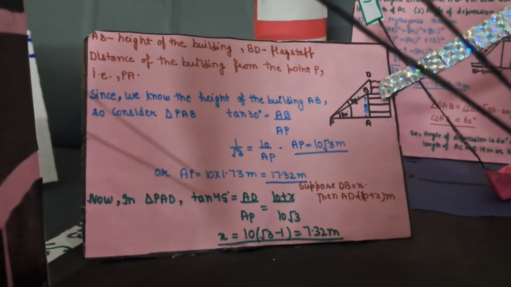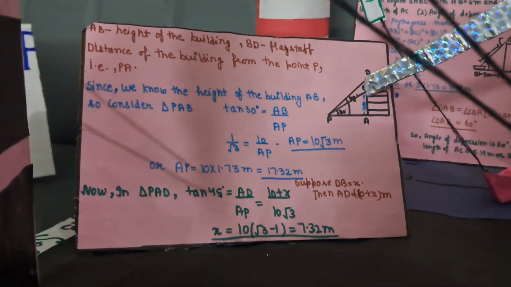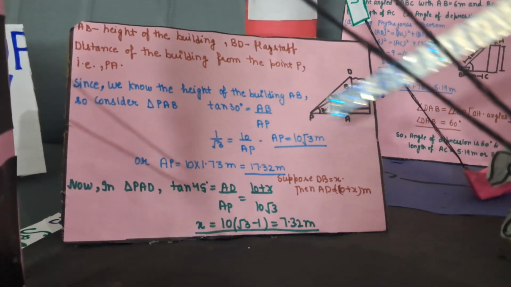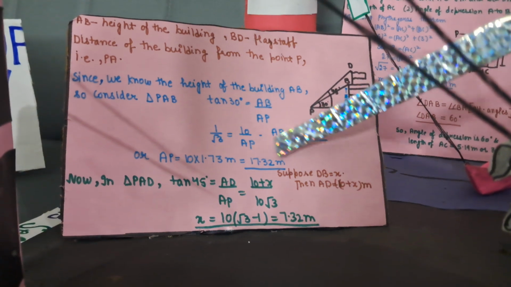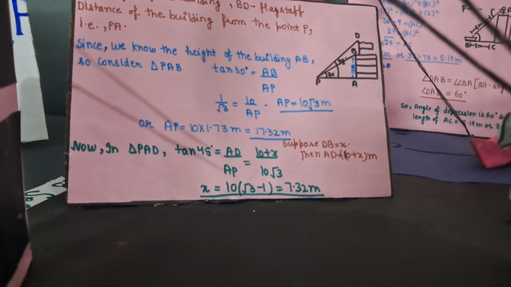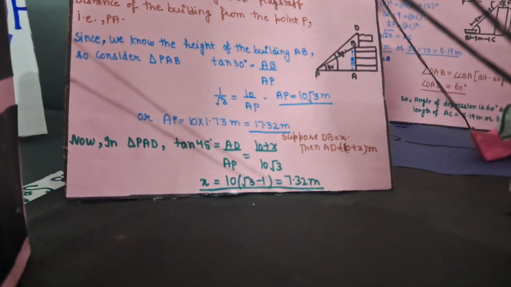And as you can see, this is triangle ABP. So AB is the perpendicular, which is 10, and AP is the base. So when we solve, we get AP, which means the base, as 17.32 meter. So the distance between the girl and the building is 17.32 meter.